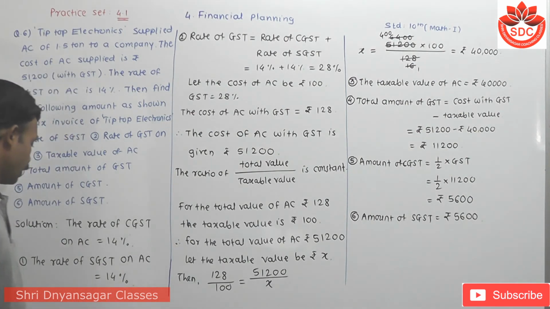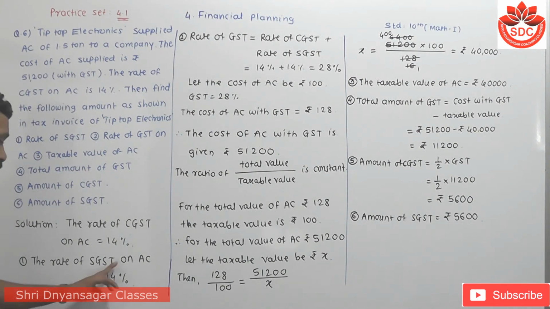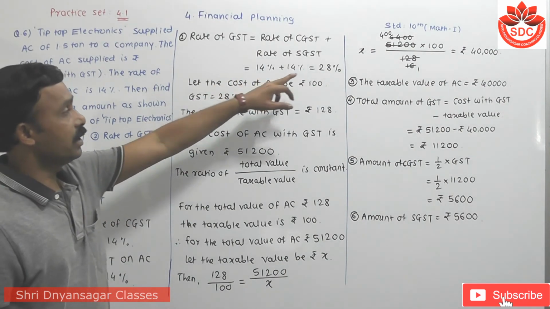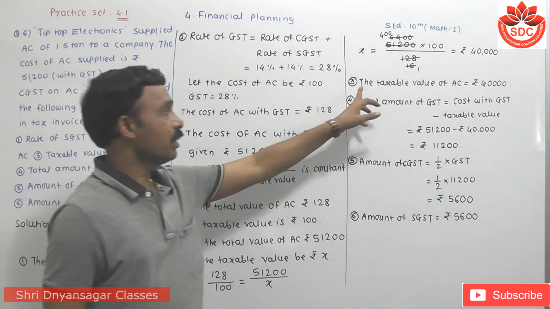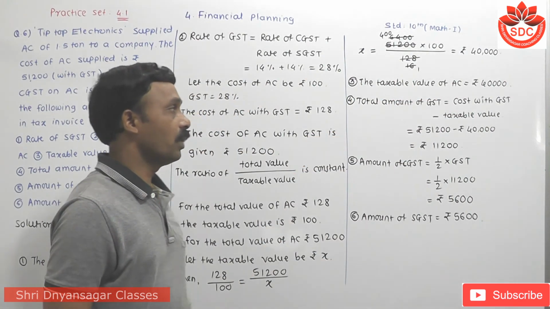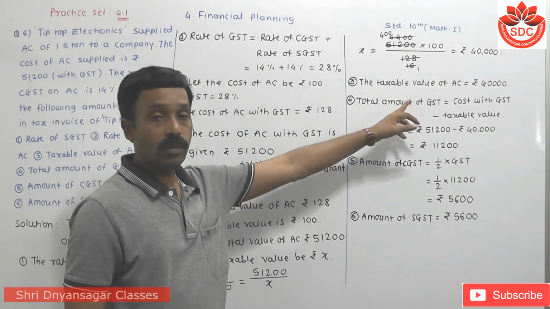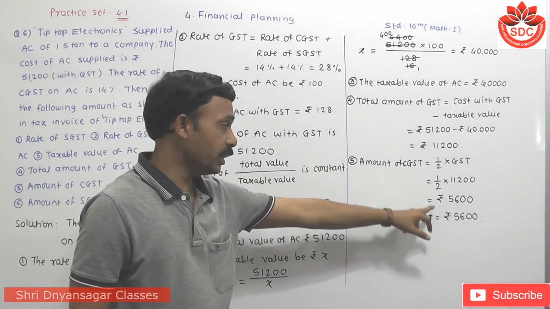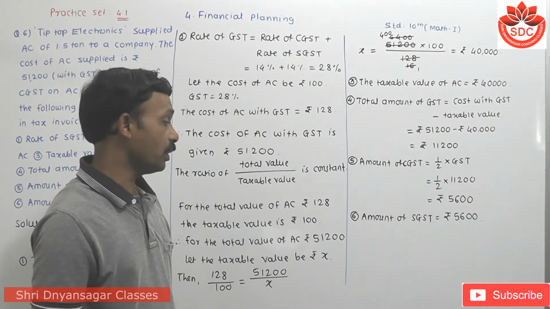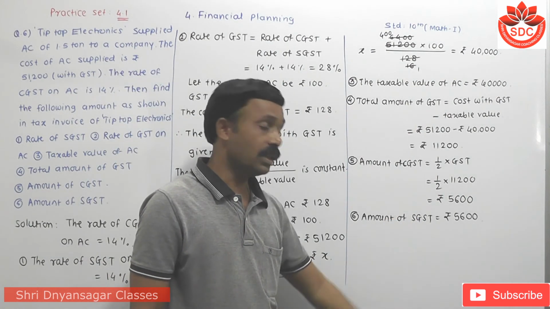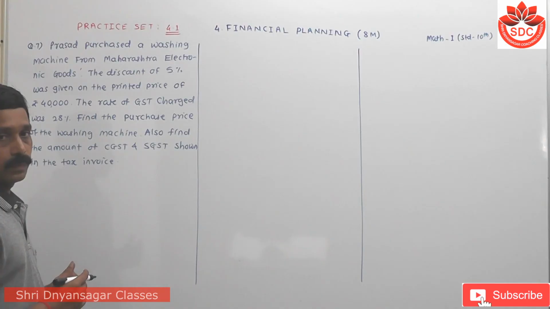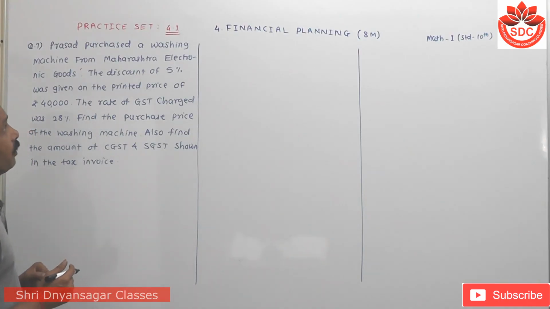Student, you have to write all these answers again. First one is the rate of GST is 14%. Second one is rate of GST is 28%. Third one is the taxable value is 40,000 rupees. Then amount of GST is 11,200. Then amount of CGST is 5,600 rupees, and amount of SGST is 5,600 rupees.